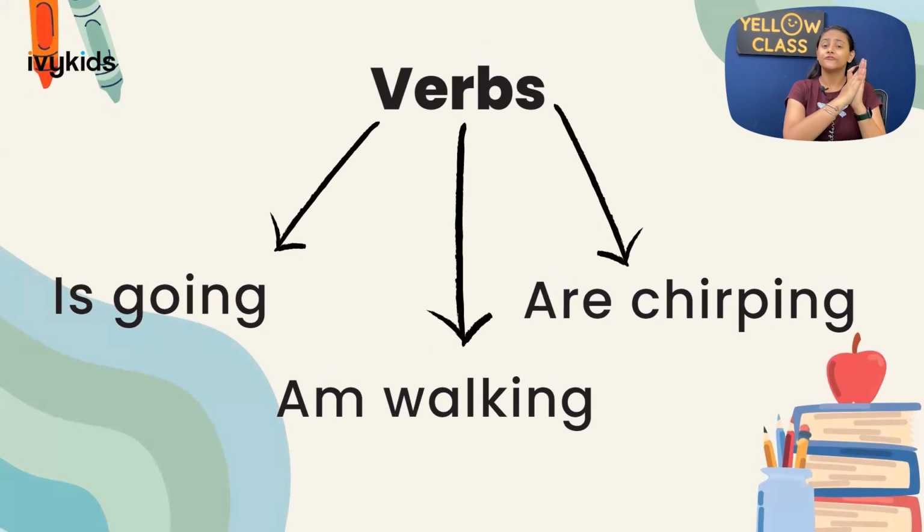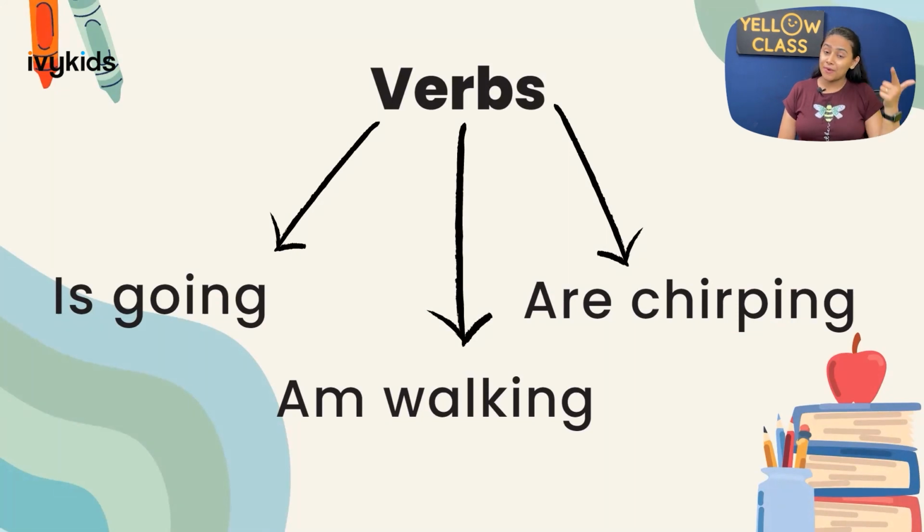Starting with the verbs. Okay kids, we have already understood that verbs are also called action words. Yes, we can call it with any name. Now when I'm talking about an action word like go, it can also be in the form of going. It can also be in the form of walking, or chirping. By adding ing we are talking about the ing form of an action word.